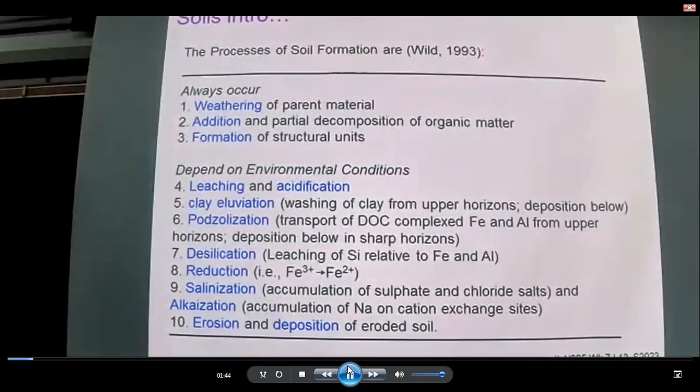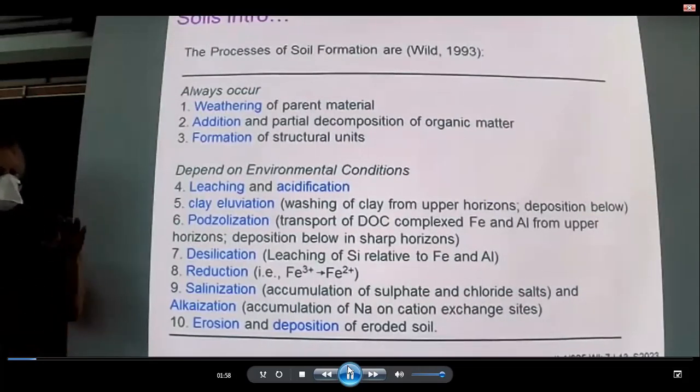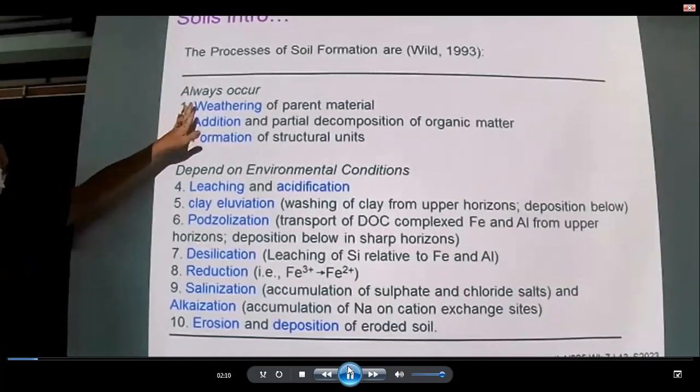This is a table from a soil textbook about some of the things that go on during soil formation. The top three things on the list are things that pretty much always happen. We always have weathering, we always have the addition and decomposition of organic matter, and we always have the formation of structural units. This is what defines a soil. Then there's a list of other things, numbers 4 through 10, that sometimes happen. They don't have to happen for a soil, but they are very common.